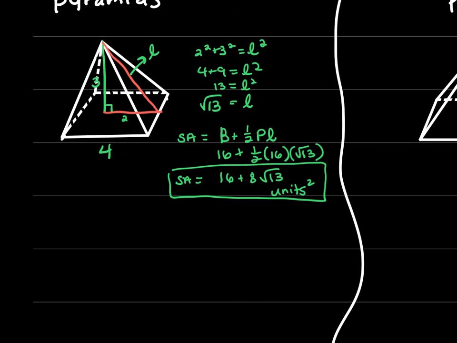And then for volume, 1/3 base area times the height. 1/3 the base area, 4 times 4, which is 16. The height is 3. 1/3 and 3 cancel, and the volume would just be 16 units squared. Or cubed, sorry.